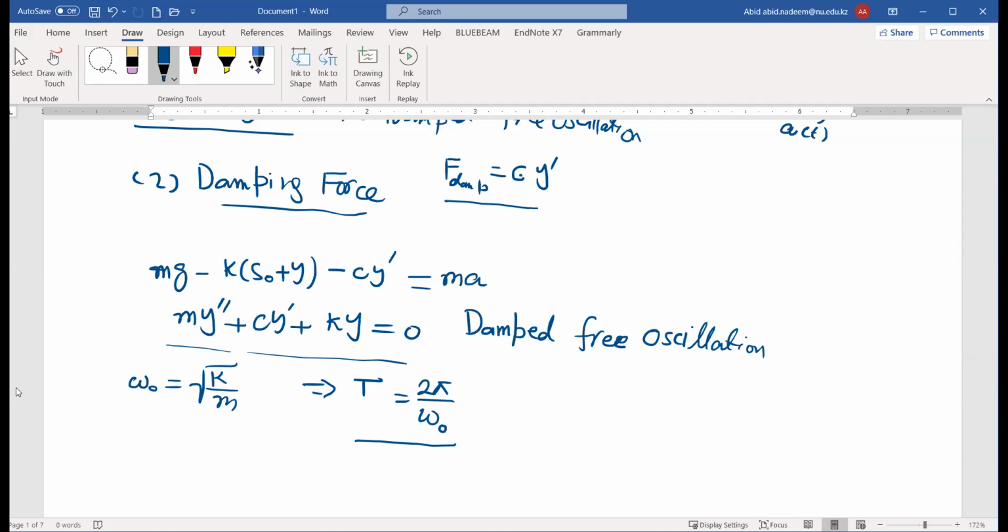So the only thing which we need to understand is that omega naught is equal to square root of k over m. This will represent the natural frequency. If the time period is represented by this, then the frequency f naught will be represented by 1 over T. So it will be omega naught over 2 pi. That will be the frequency.